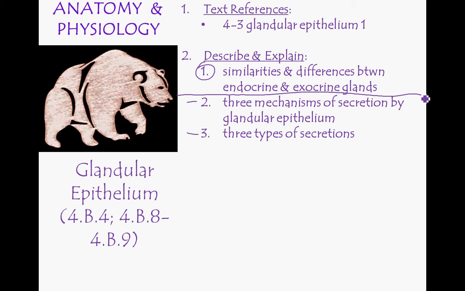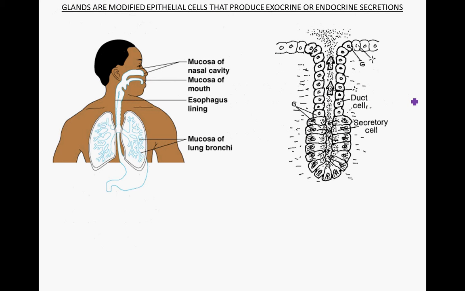So glands: you can consider a gland modified epithelial cells, modified for the special function of secreting things. The secretions are going to come from these cells, but it's a modified epithelium because not every single epithelial cell is going to be secreting something. The glands are this subcategory of epithelial cells that are actually secreting. And they come in two flavors, exocrine and endocrine. We'll talk about those in just a second.